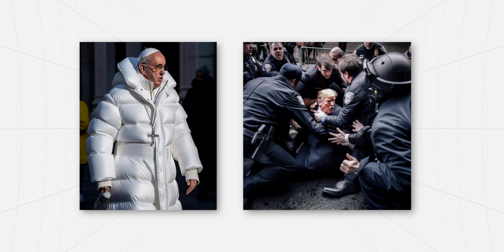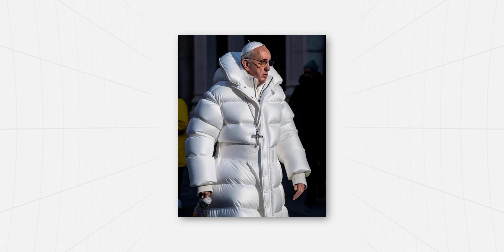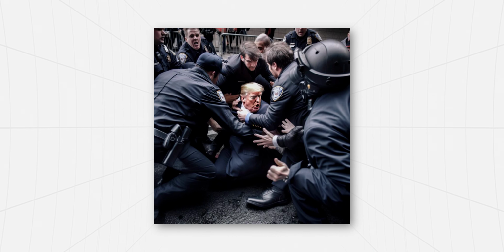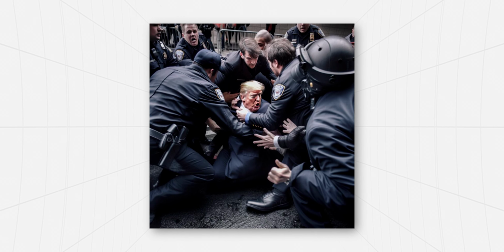Now recently there were these 2 photos that sort of went viral on the internet. There was one photo of the Pope dripped out in Balenciaga, and another photo of Trump getting arrested. If you haven't already figured it out, these photos are of course AI generated, but they weren't generated with DALL-E or Adobe Generative AI.